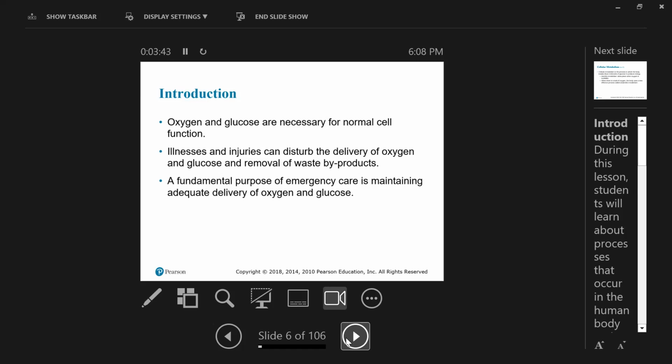Okay. Illnesses and injuries can disturb this process. And the fundamental purpose of emergency care is maintaining adequate delivery of oxygen and glucose. And there's this thing called the Fick principle. And I might have mentioned it last time, but the Fick principle, all it says is that in order for your cells to receive oxygen, you have to have an open airway. Okay. Before that, you need to actually be able to have what? Oxygen in the environment. So it has to be able to get in without any obstruction.